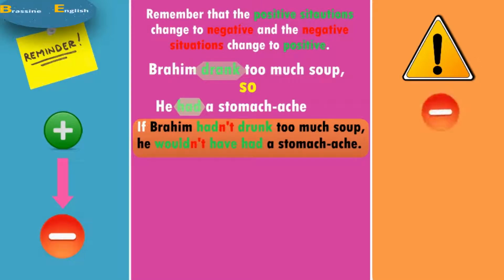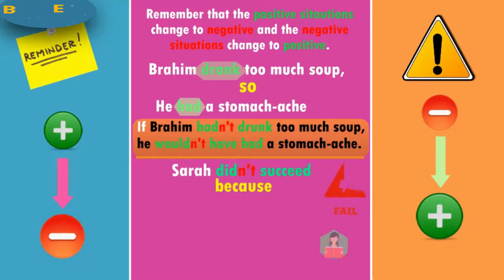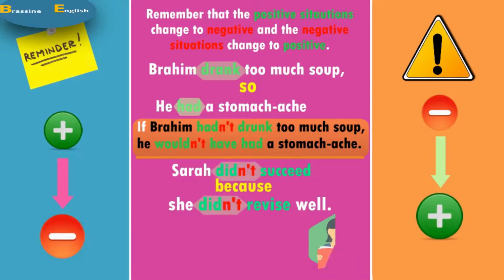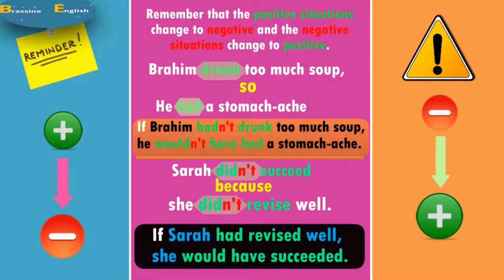The same thing when we have the negative, we change it into positive. For example, Sarah did not succeed because she didn't revise well. And the conditional sentence is going to change the verb didn't into positive. We're not going to use the negative here. We're going to say, if Sarah had revised well, she would have succeeded.